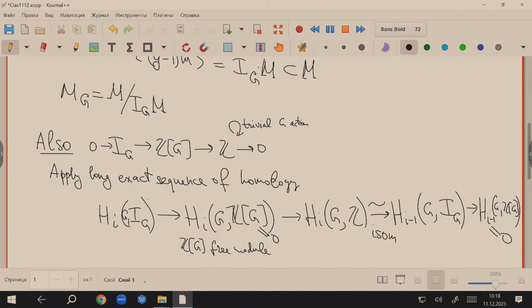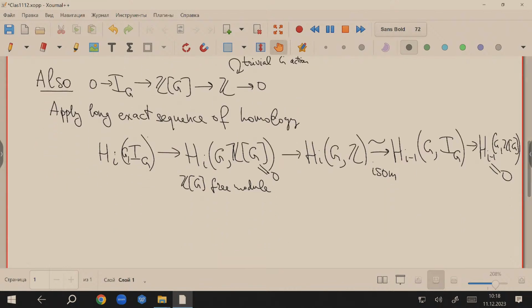And here it is quite convenient to apply this when i is equal to 1. So let us apply this when i is equal to 1. One should write this down explicitly as a proposition: just the proposition that H_i(G, Z) is equal to H_{i-1}(G, I_G).